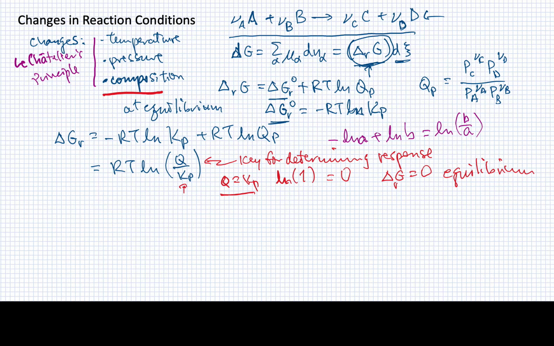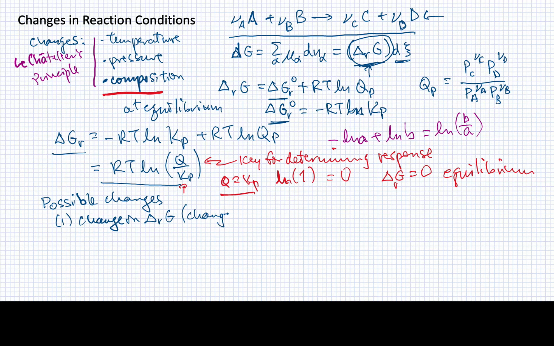So what we want to do is consider when conditions change, what is going on? What could we look for? All right, so let me put this down as possible changes. And what I mean by possible changes is what can I look for in this equation that deserves focus? Well, I'd say the first thing is we could have a change in delta Rg. And that really is a change in the equilibrium constant.